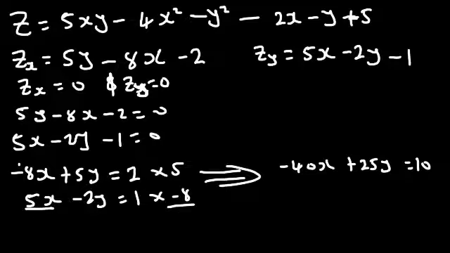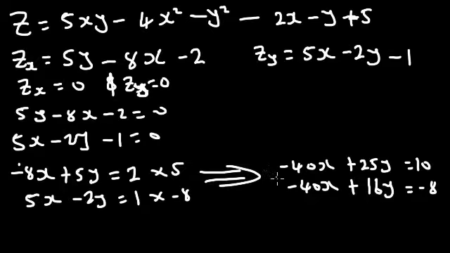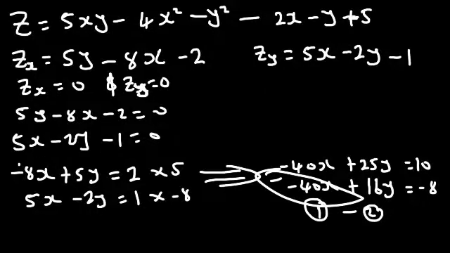5x times minus 8 is minus 40x. Minus 2y times minus 8 is positive 16y. And 1 times minus 8 is simply minus 8. So, what should we do? Subtract. Equation 1, let's say 1 minus 2. Minus 40x minus minus 40x is 0. Clearly, this turns to positive and we cancel that.